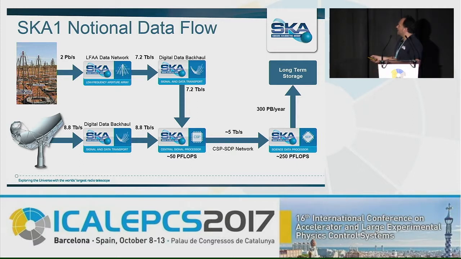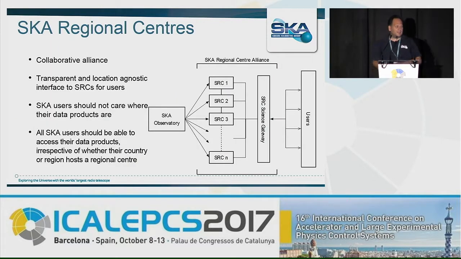We will send 5 terabits per second to the science data processor that will need 250 petaflops to be able to cope with the data. So that means we only need 2.5 times more processing power than the current top supercomputer. And we will send 300 petabytes per year for long-term storage. So that's a lot of data. How do we astronomers deal with it?